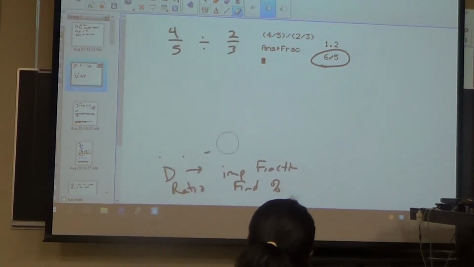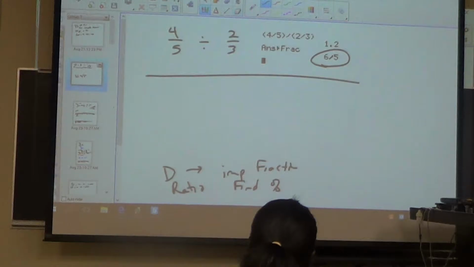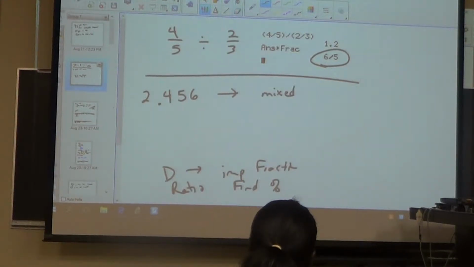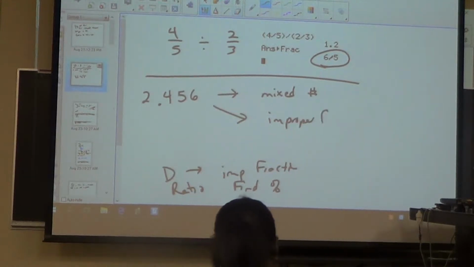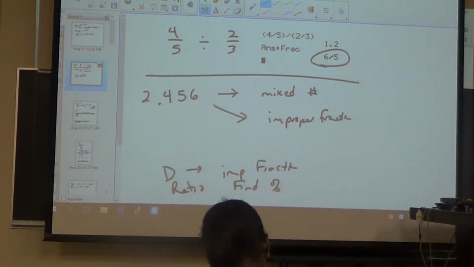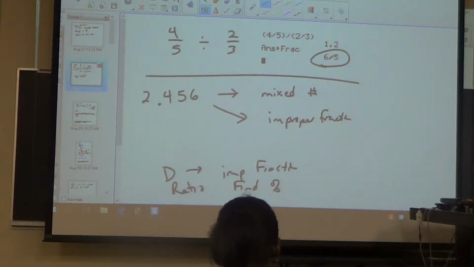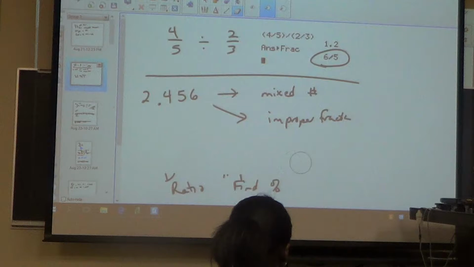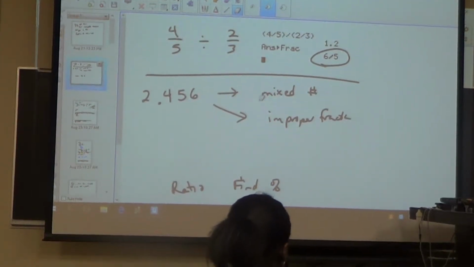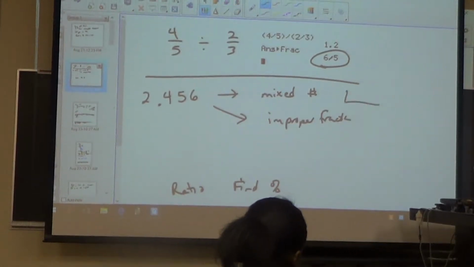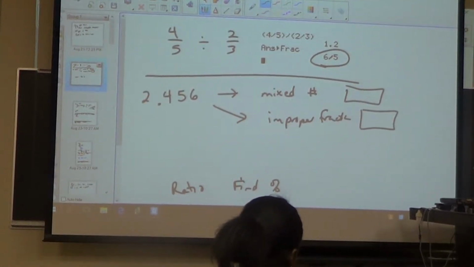Changing a decimal into an improper fraction. So if I give you 0.456, oh, this is how they do it. They want me to change that to a mixed number, and they want me to change that to an improper fraction. Whoever asked me that, is that the one that you're wanting? Okay, so we have this number, 2.456, and they want me to write it as a mixed number, and they want me to write it as an improper fraction.